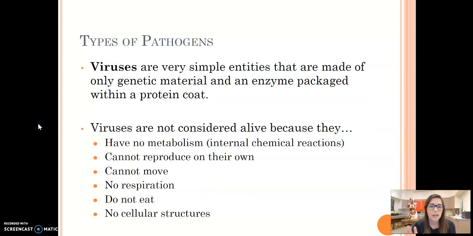And then the last one that we're going to focus on this unit, which is viruses. So these are very simple. Again, it's just a protein coat with some sort of genetic material, either DNA or RNA. Viruses are not considered to be alive because they do not meet all of the characteristics of life. They do not have metabolism. They cannot reproduce on their own. They don't reproduce without a host cell. They cannot move, which is crazy.